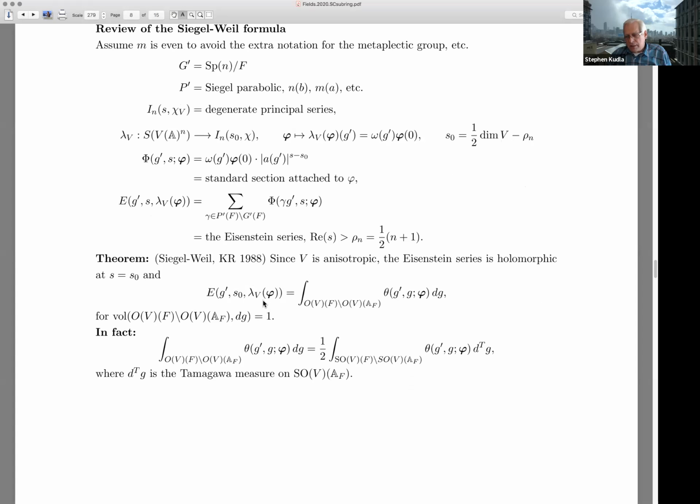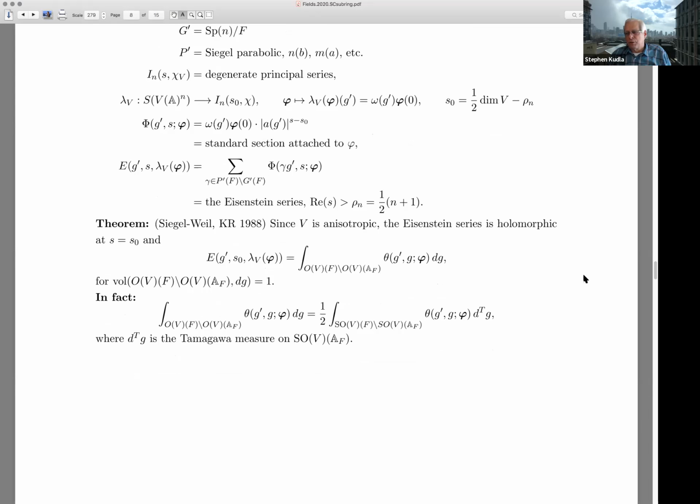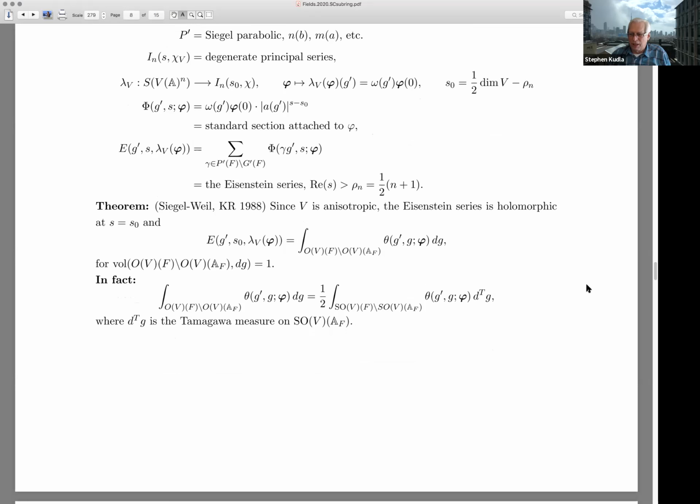Now, what's true is that if this point lies in the critical strip, there can be a pole for some data, but there's no pole for this data. And that means there is a well-defined value at s naught. And it turns out that this well-defined value is none other than the integral of the theta function built out of phi. So this is the Siegel-Weil formula. Now, I was a little careless here, sometimes there's a factor of 2, depending on where your s naught is, but I don't care. Good enough for now.